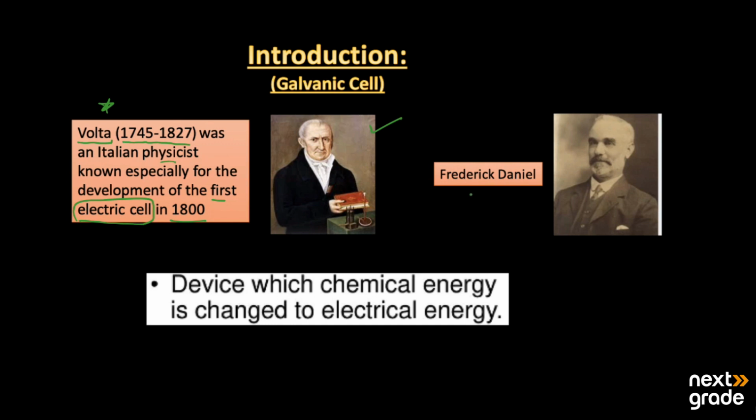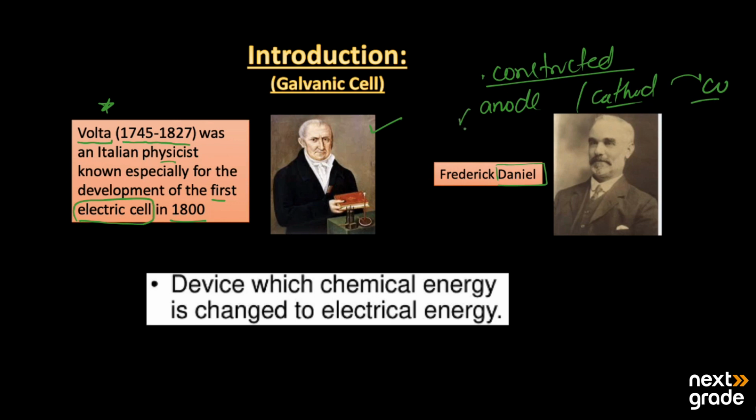The other was Frederick Daniel. This cell is also known as the Daniel cell. So why is it called that? Because Frederick Daniel was the first scientist who constructed the first Daniel cell, in which he took the cathode as copper and the anode as zinc. By constructing that cell he did the experiment there. So that's why it is known as the Daniel cell, due to his name, Frederick Daniel.